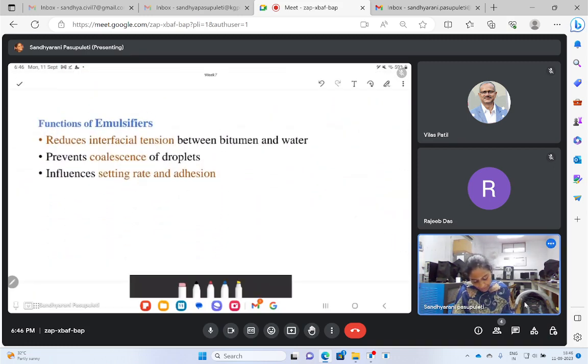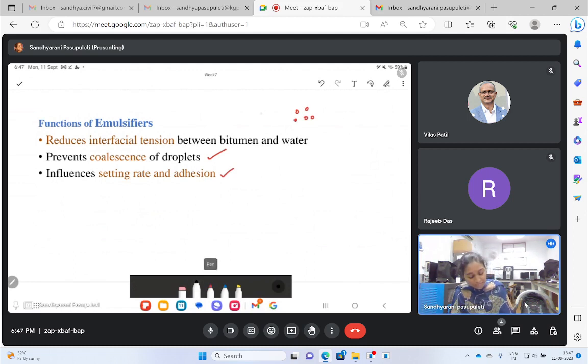So the main purpose of this emulsifier is that it prevents the coalescence of the droplets. So the small droplets, it will make them stay away. It will not make them come closer, and it also influences the setting rate and adhesion. So what is the setting rate and adhesion?